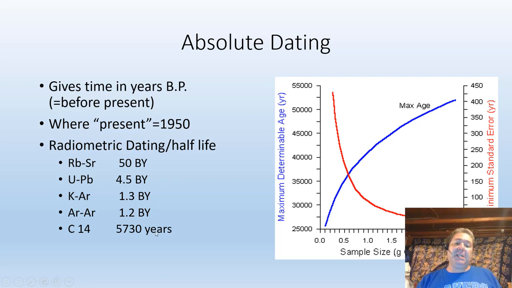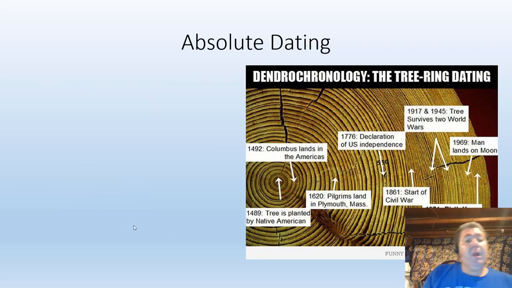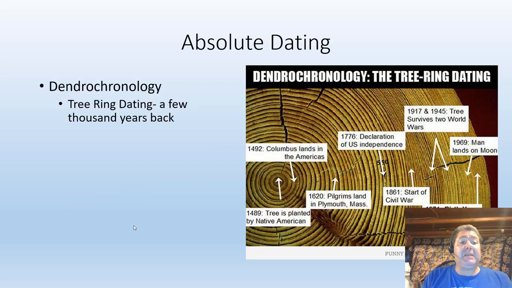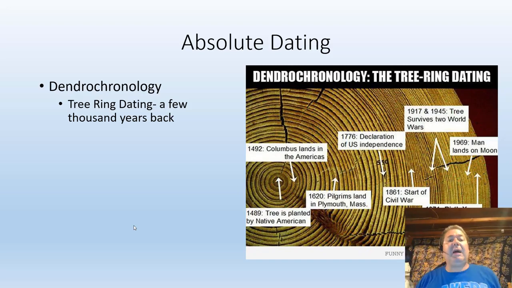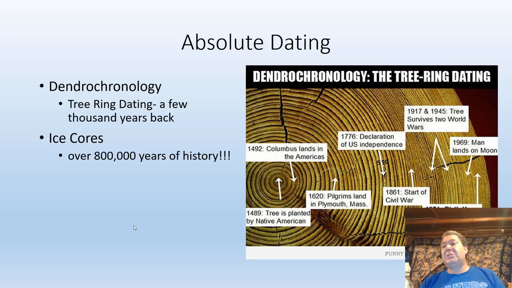For carbon-14, using an advanced technique called atomic mass spectrometry, we can get back to about 100,000 years. There are some other forms of absolute dating. Dendrochronology, big word, means tree ring dating. Everybody knows trees grow in yearly rings. If the tree has a good year, it'll be a thick ring, and if it has a drought year, it'll be a thin ring. Counting the rings and lining up these thick and thin rings from one tree to the next allows us to date back a few thousand years here in the Southwest United States. But beyond that, we have ice cores.